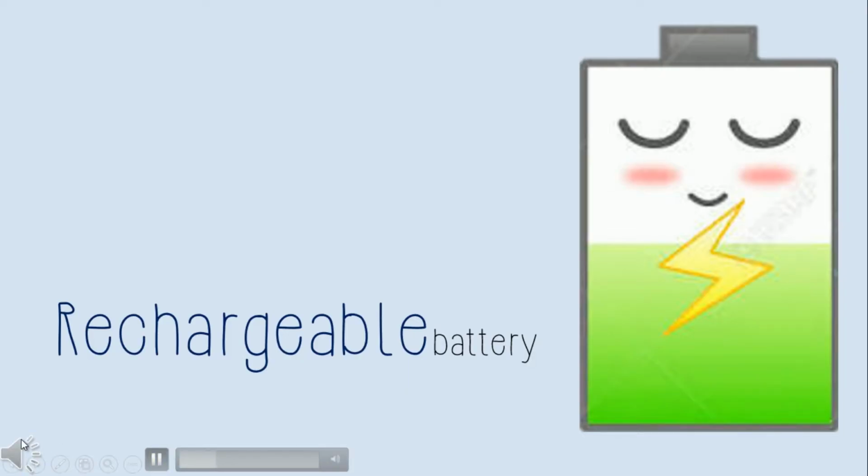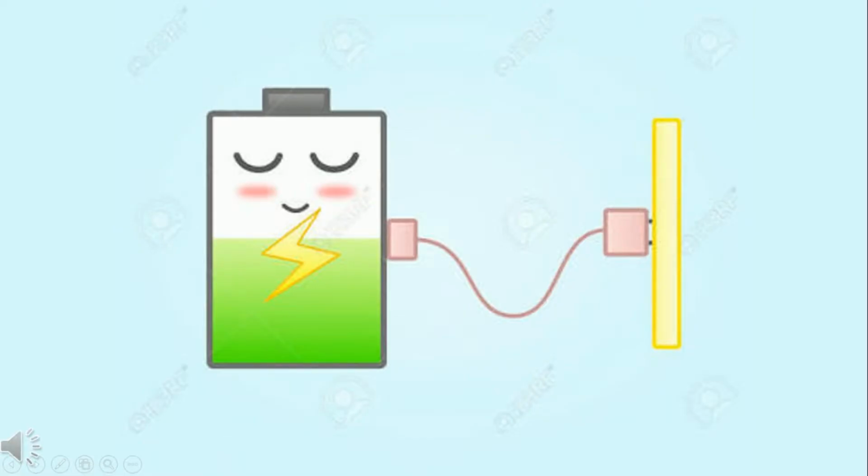An example of this type of electrochemical cell is a rechargeable battery. It acts as an electrolytic cell when you plug it to a source of electricity. It stores energy. As soon as you plug it out, it will then be a galvanic cell that can generate current or release energy.